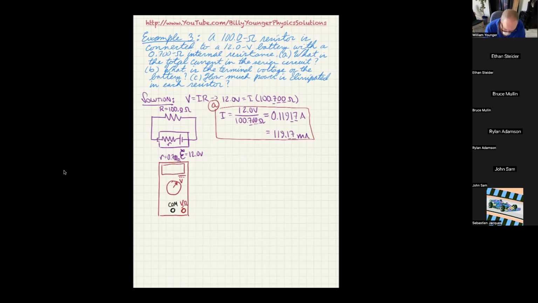Okay. Now, what I'm going to do is I'm going to take and run a wire from the COM port to this spot right here, which is the negative terminal of the battery, which you could also say is that spot right there, because obviously the resistance of the wire is minimal, and that small distance makes it even more so.